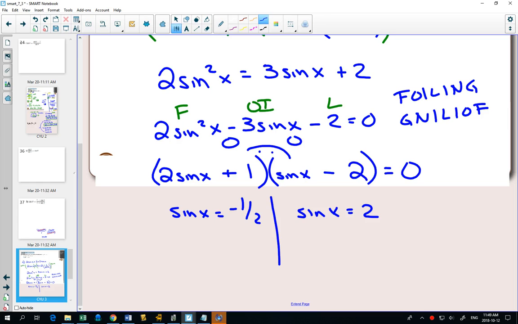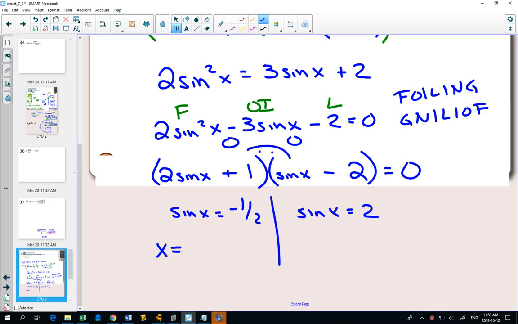We just got a little off topic with foiling and factoring and "gniluf." Would you pronounce the G or is it just "niliof"? Like "gnus"? Okay.